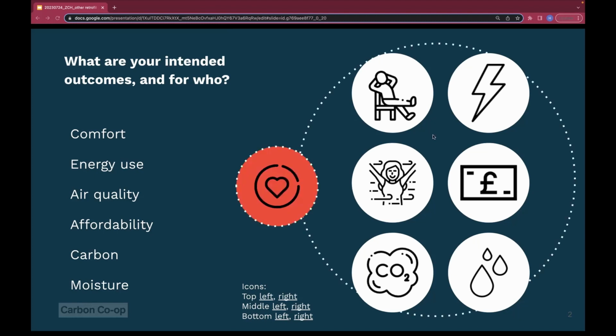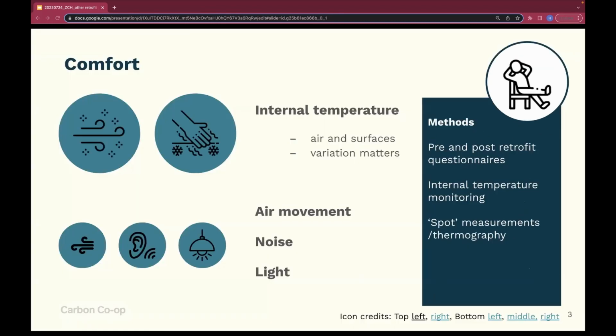And then, yeah, so we've got a few things here: comfort, energy use, air quality, affordability, carbon and moisture, and then kind of health and well-being being this overarching thing. So a lot of these things are very complementary to achieving that. Okay, so let's talk about comfort.